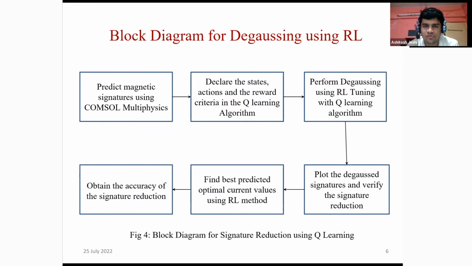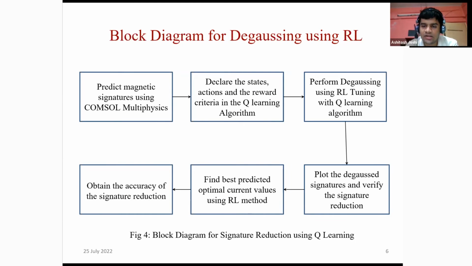This is the block diagram for degaussing using the reinforcement learning based approach. The first step will be predicting the magnetic signatures. For this, I am using COMSOL Multiphysics simulation software. The second step will be declaring the states, actions, and the reward, which I will be using in the Q learning algorithm. The third step will be performing the degaussing, that is running the code.